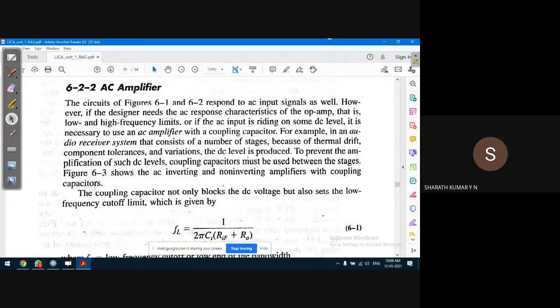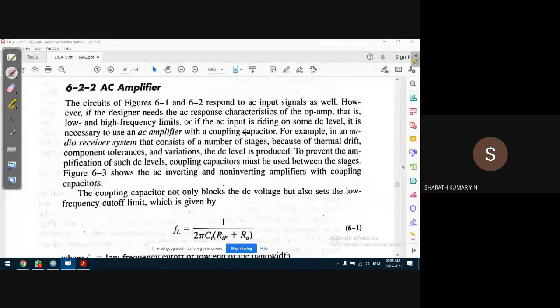So what happens when we use the same circuits for AC signals? When we say AC, it can be low or high frequency signals basically.